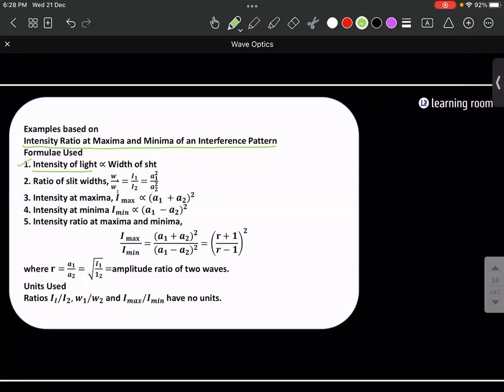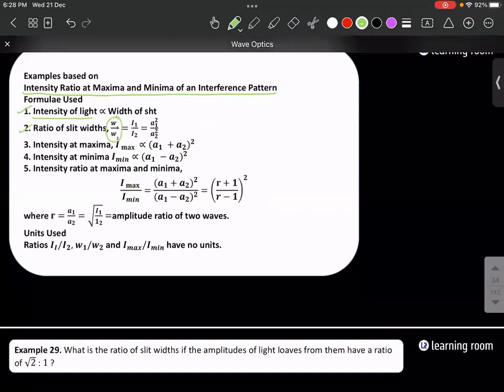Second is the ratio of slit widths. So W1 by W2, where W stands for the width of the slit, is equal to I1 by I2, where I1 and I2 stand for the intensities, which is equal to A1 square by A2 square, because intensity is directly proportional to amplitude square.